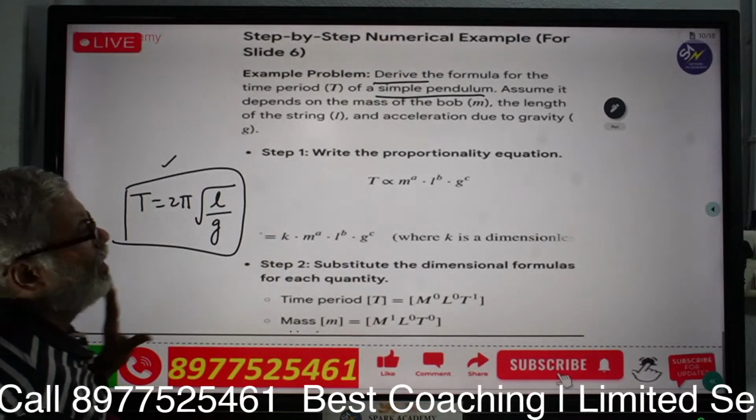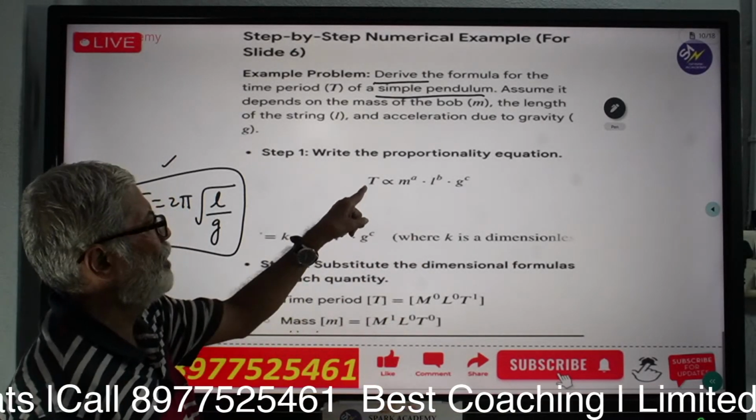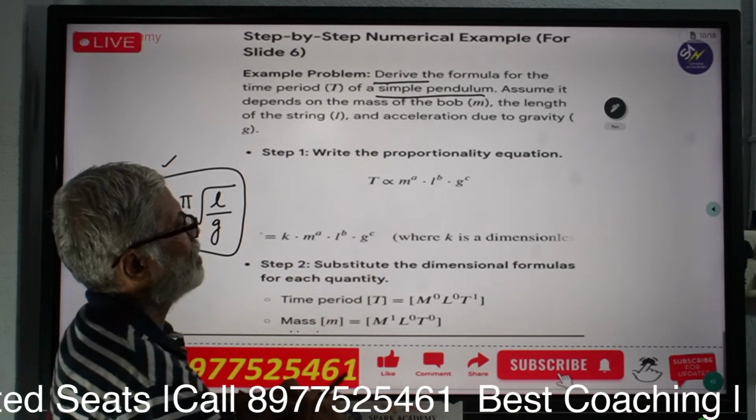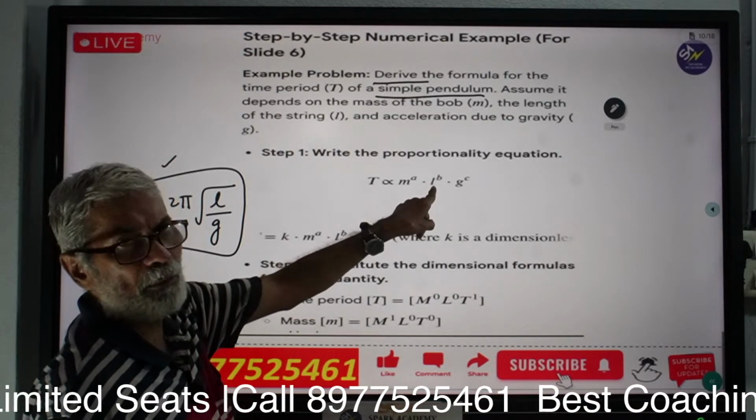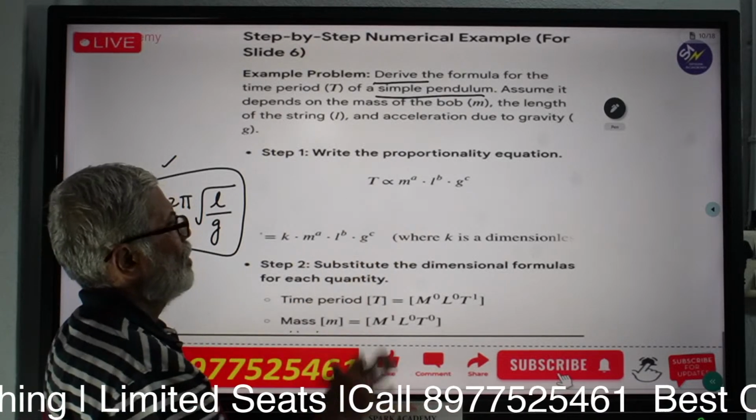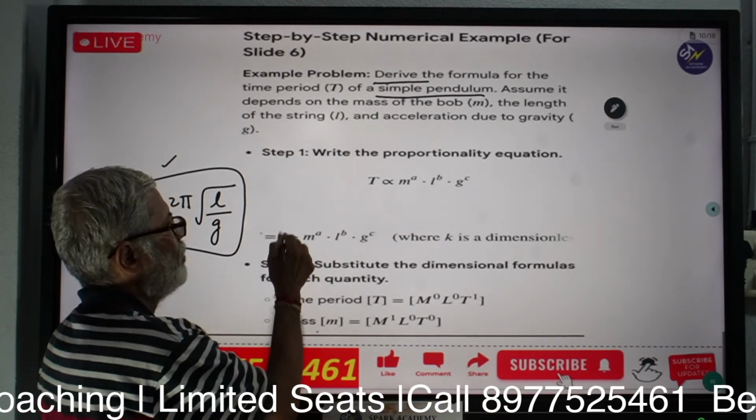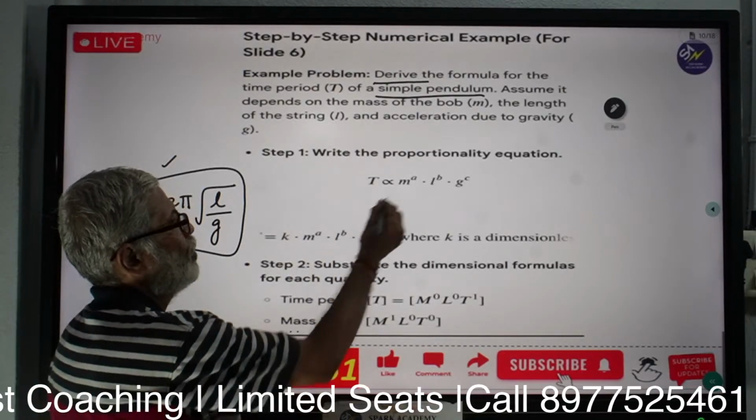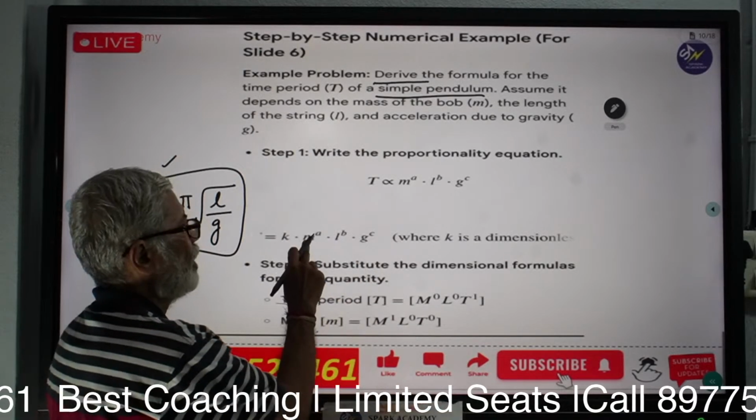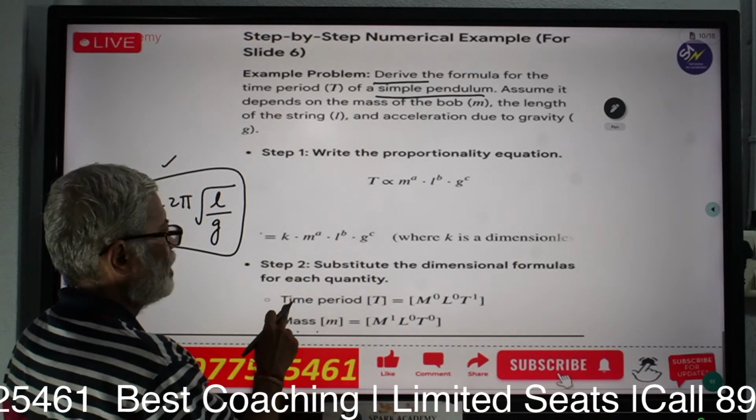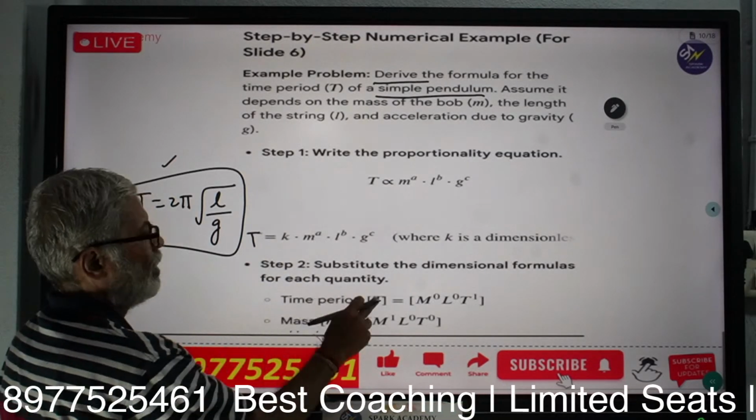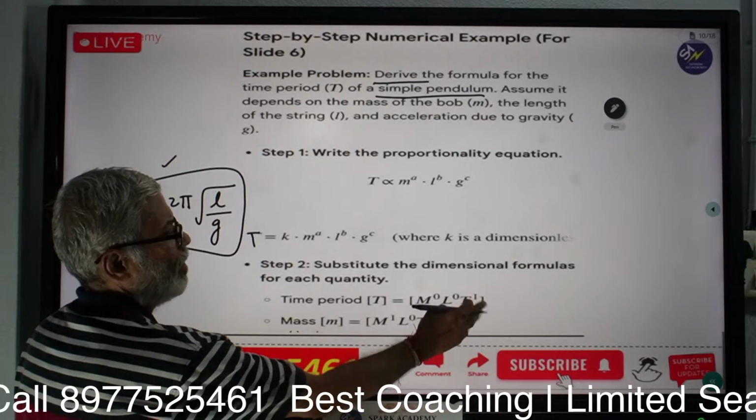How do you derive it? Let's say tentatively, time period depends upon mass, time period depends upon length of the pendulum, time period depends upon G. Proportional, let's say. So you equate that with some constant K, m raised to the power of A, L to the power B, G to the power C. So you have to substitute the dimensions for M, L and G. What is the dimension for the left hand side? It is T. What is the dimension for T? It is M0 L0 T.